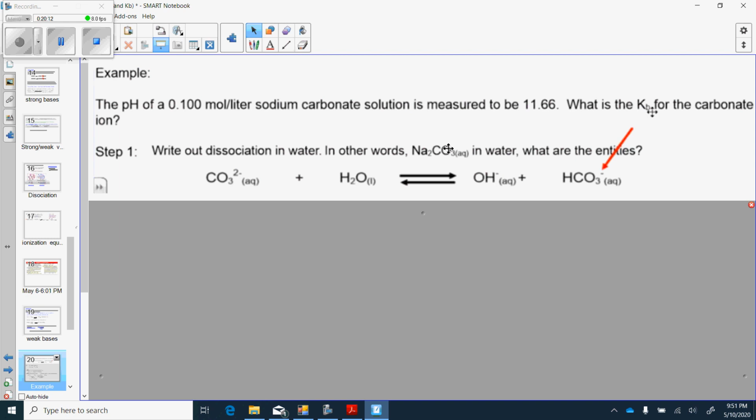But in fact, it's actually the carbonate ion that's the base. The sodium is known as a spectator ion. And so it's highly soluble. Anything in group 1 is highly soluble. So when we put sodium carbonate into water, they split right away into sodium ions and carbonate ions. It's actually the carbonate ion that's going to work as a weak base.